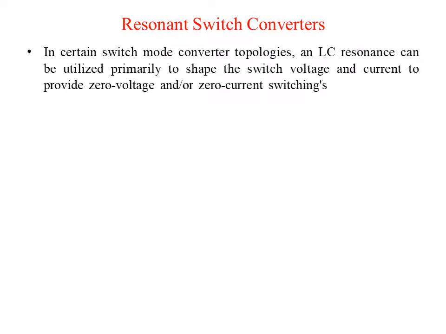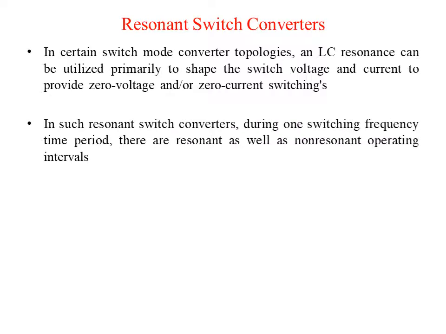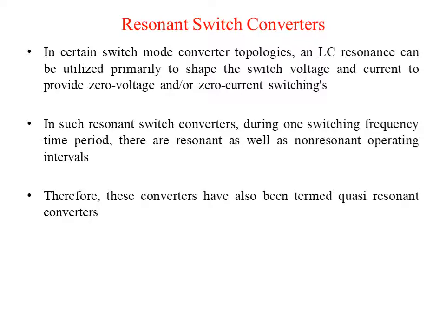Second type is resonant switch converters. In certain switch mode converter topologies, an LC resonance can be utilized primarily to shape the switch voltage and current to provide zero voltage or zero current switching. In such resonant switch converters, during one switching frequency time period, there are resonant as well as non-resonant operating intervals. Therefore, these converters have also been termed as quasi-resonant converters.